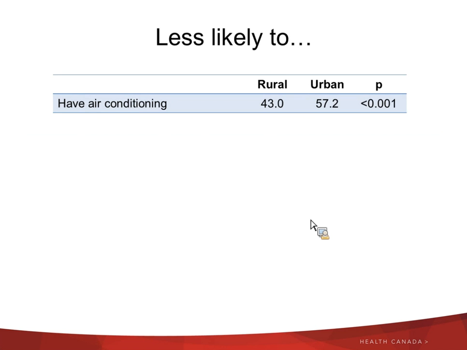They're also less likely to have air conditioning at home, about 40% in rural areas and close to 60% in urban areas. This is important because air conditioning is a known effect modifier for adverse effects of air pollution, because it reduces penetration of outdoor pollutants indoors.